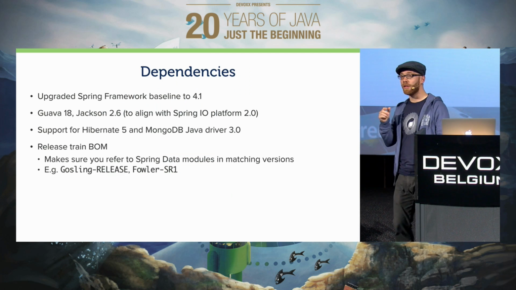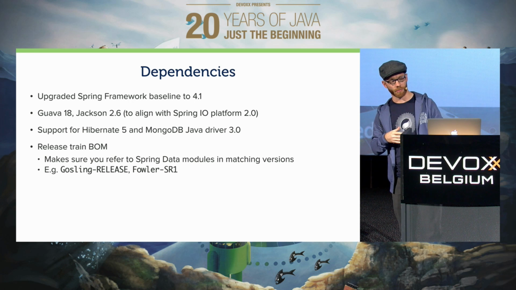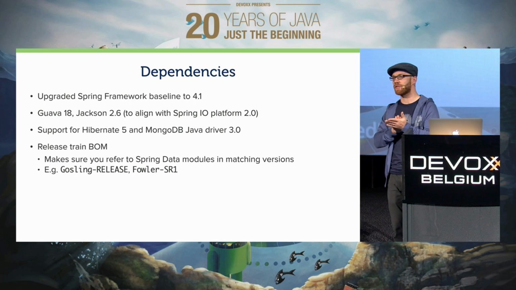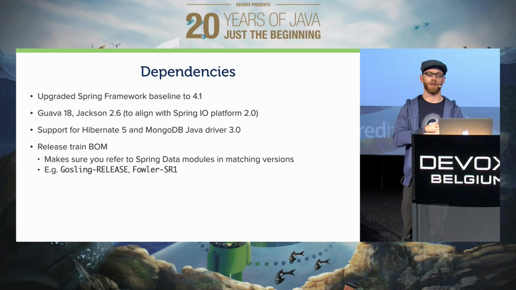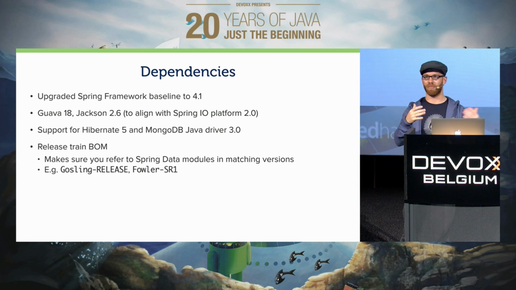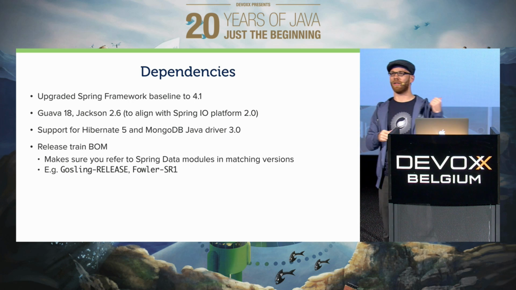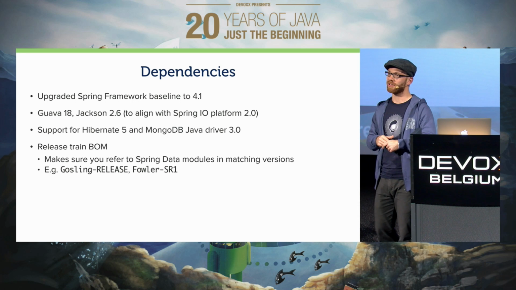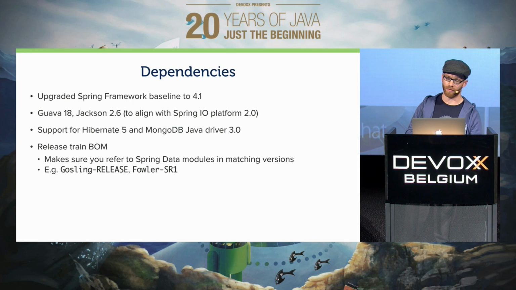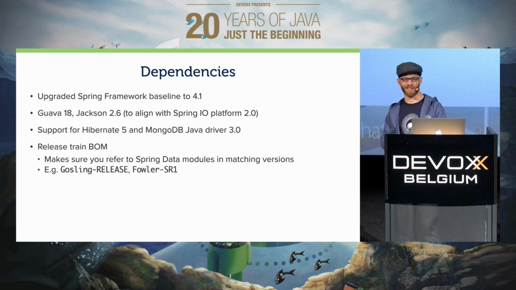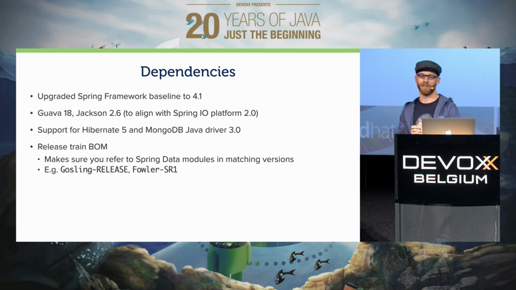So what happened in the Gosling release train is, as I said, that we upgraded the Spring Framework dependency. We usually take the opportunity with the release trains to upgrade all our dependencies to the latest versions, right? So in this case, Guava 18. I mentioned Guava explicitly because it's usually causing headaches because it just breaks APIs so very often. Jackson 2.6 hasn't been a too great experience either, to be honest.